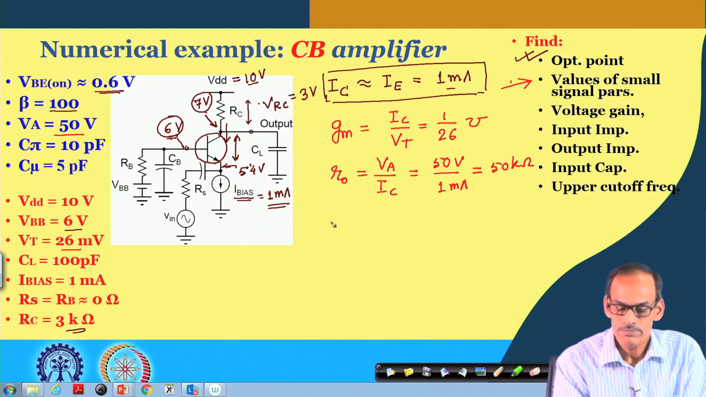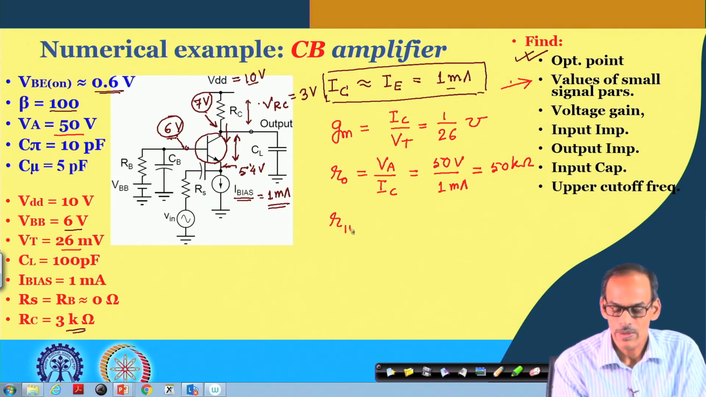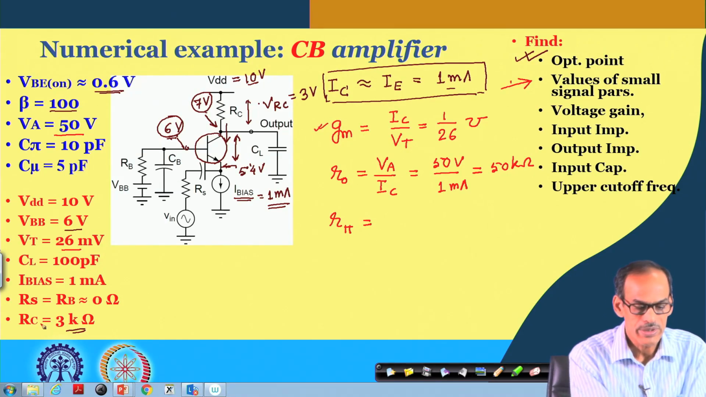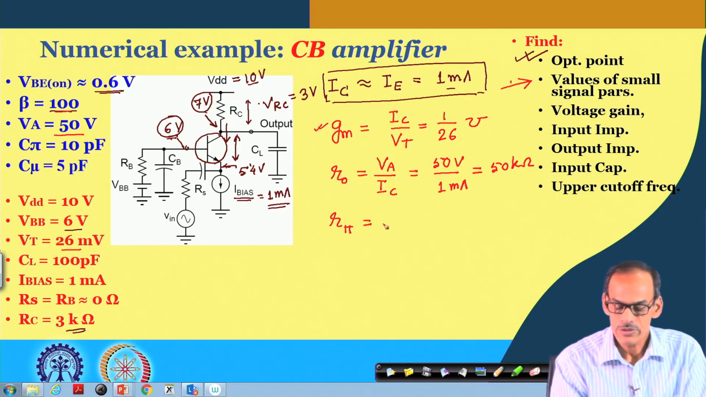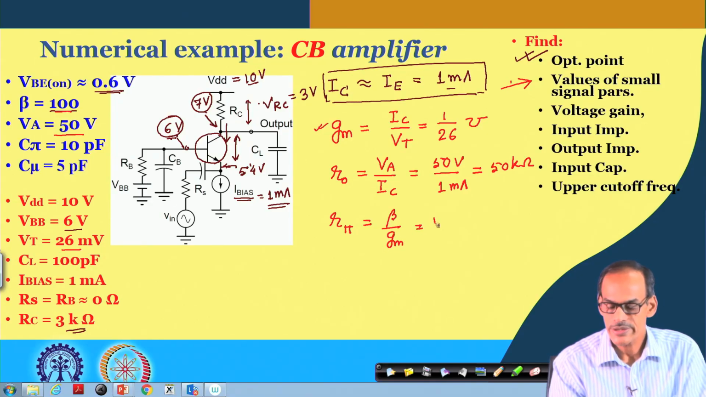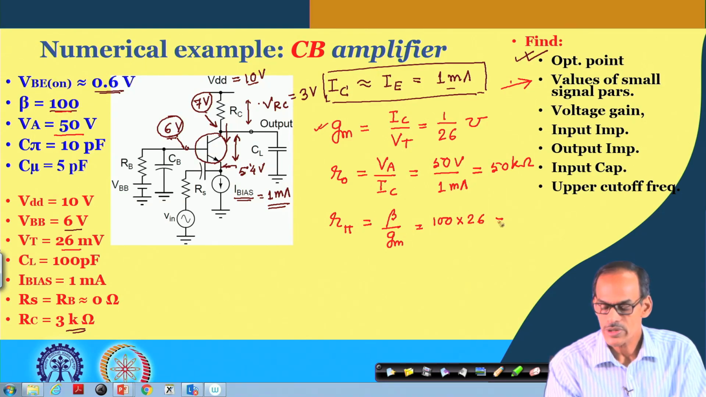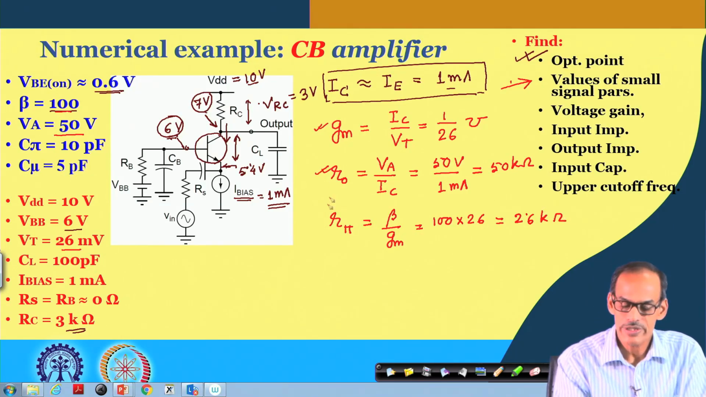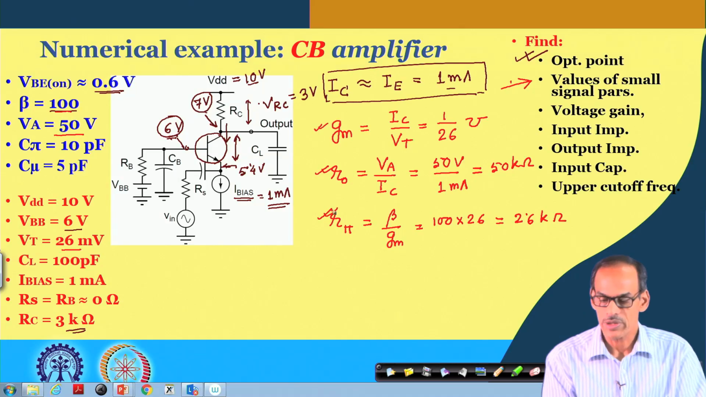And then R pi, which can be obtained by considering this G m and the value of the beta given here. So, this is beta divided by G m, we can say this is 100 multiplied by 26. So, that gives us 2.6 kilo ohm. So, these are the small signal parameters we obtain.